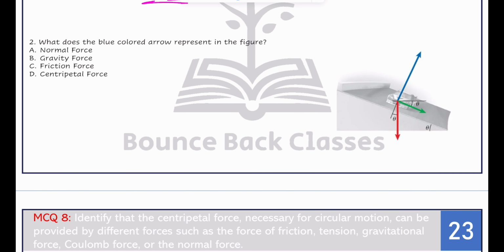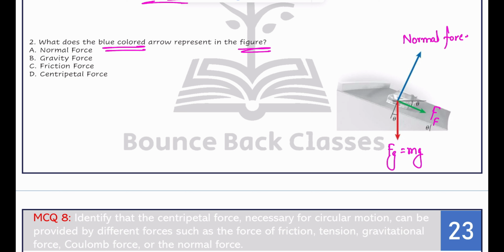Okay, the next question is, what does the blue colored arrow represent in the figure? Oh, easy. This is our Fg. Yes or no? Fg is equal to mg. This is our centripetal force which helps him to move in a circle. This is your frictional force, and this is also normal force.